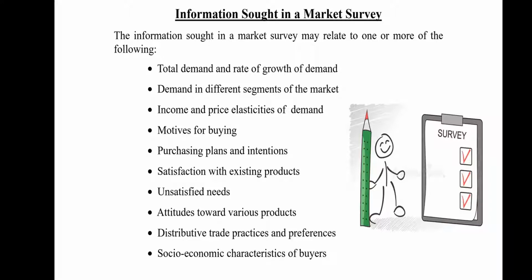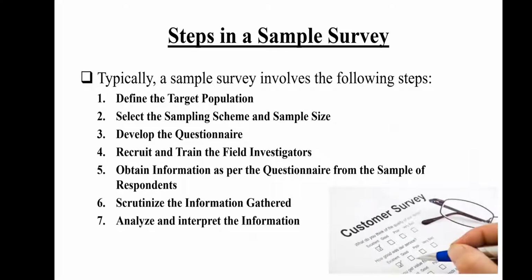The total demand and rate of growth of demand in different segments of the market, income and price elasticities of demand, motives for buying, purchasing plans and intentions, satisfaction with the existing products, unsatisfied needs, attitudes toward various products, distributive trade practices and preferences, socio-economic characteristics of the buyers, etc.